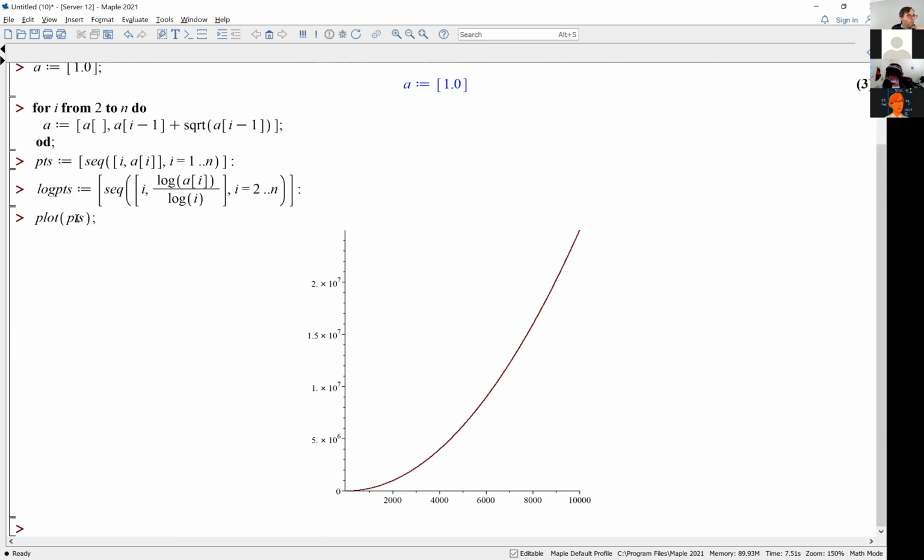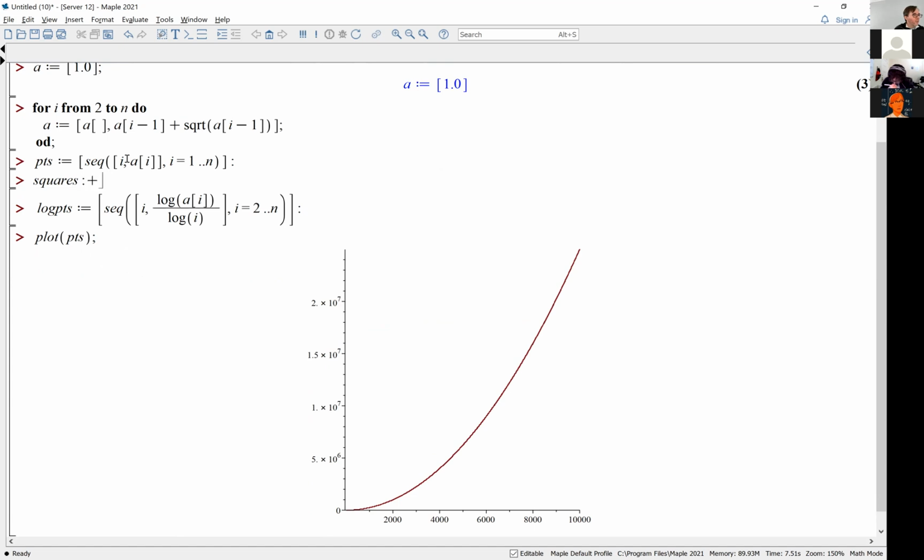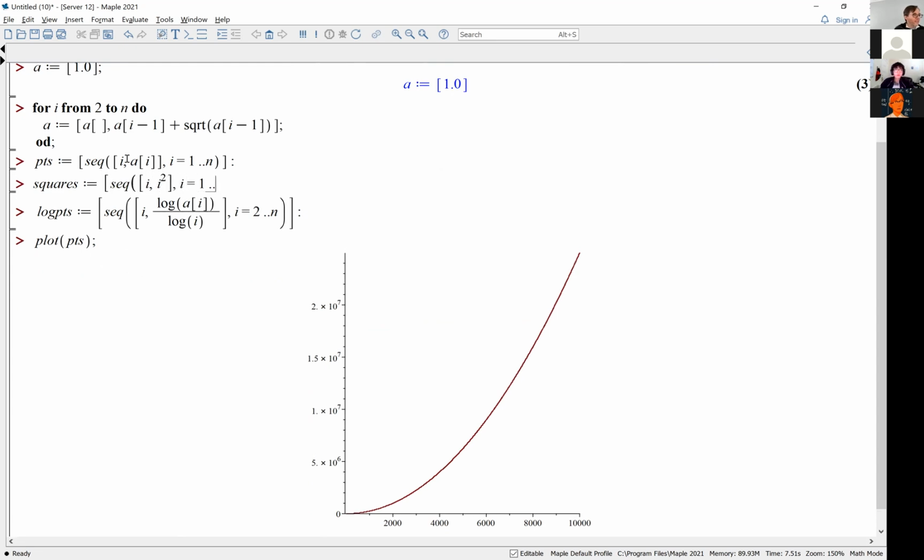Can I overlay? Okay, this is showing my bad knowledge. I just want to overlay 2 plots. Let me just say squares, sequence. This is not the right way to do it, so I apologize, but it's a fast way to do it. Let's just make the squares, and let's plot. Is this gonna work?